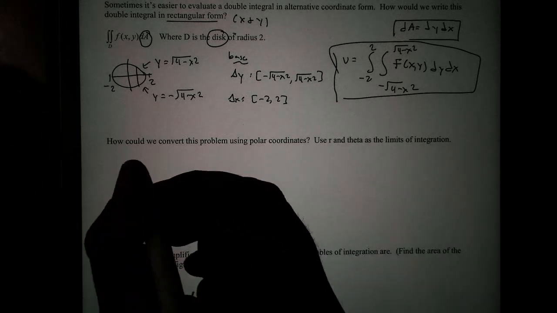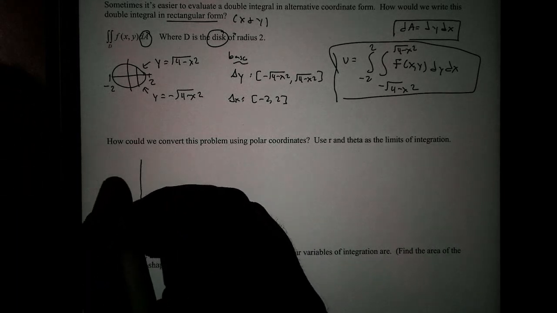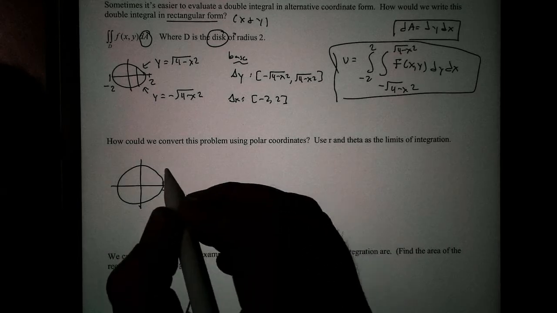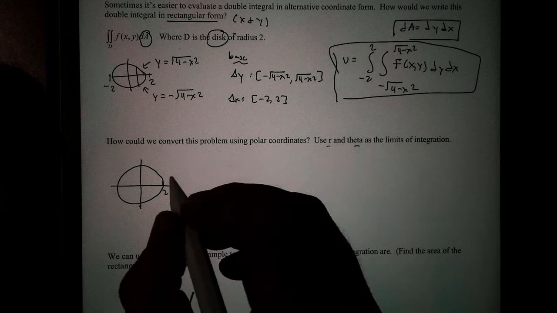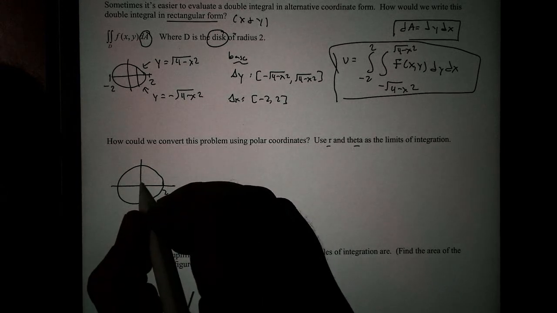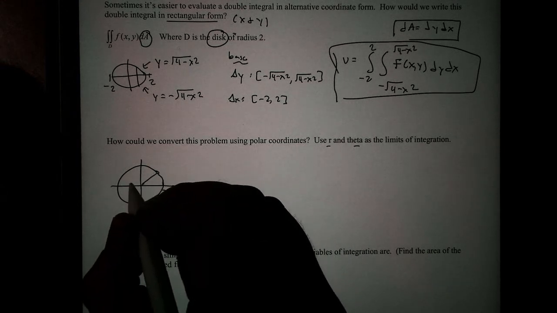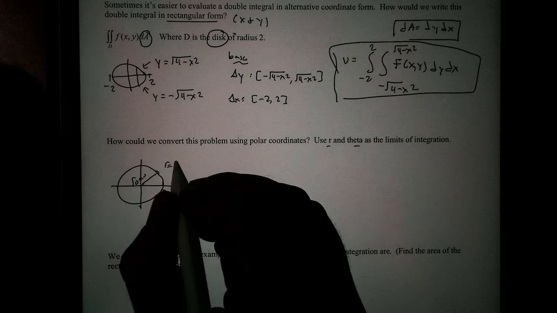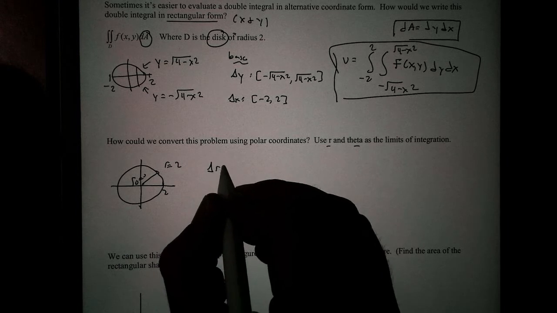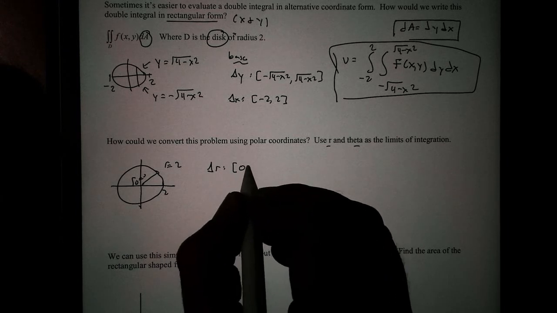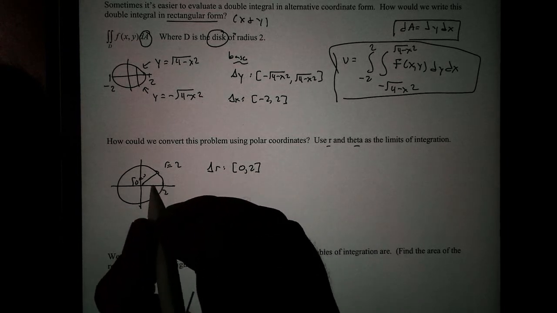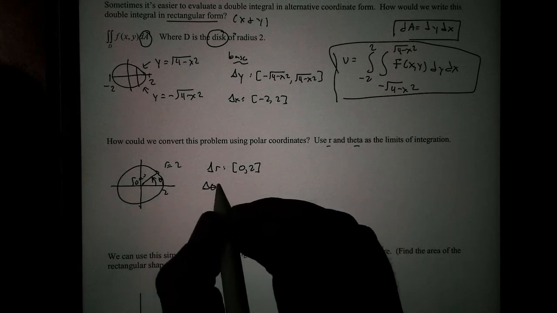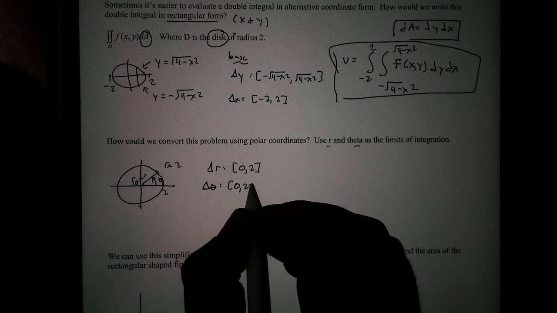So for this one, I'm going to start with my disk again. It has a radius of 2. But now we have to deal with r and theta. So if I draw out a radius, my r is going to go from 0 to r equals 2. So I know that my change in radius is 0 to 2. My change in theta, well, this is going to go all the way around the circle. So theta is going to go from 0 to 2 pi.